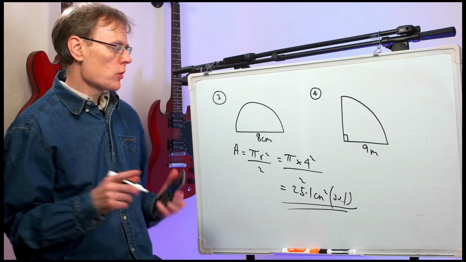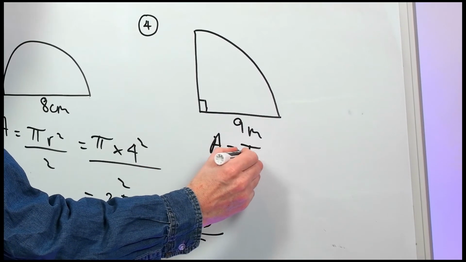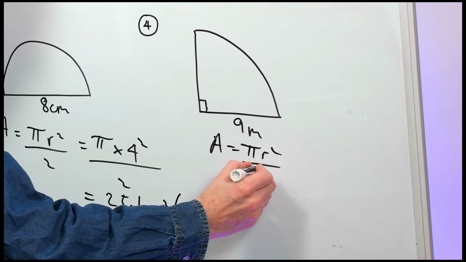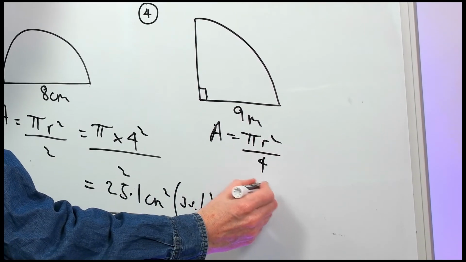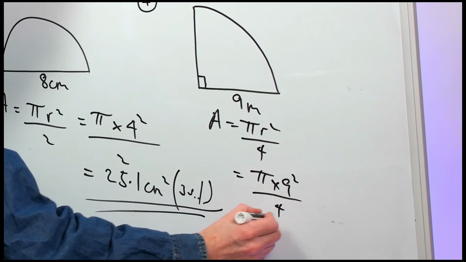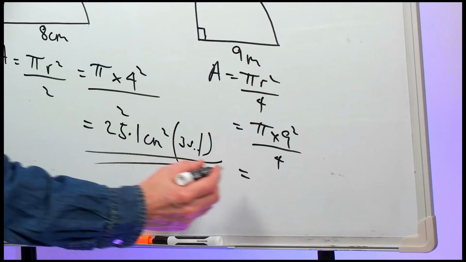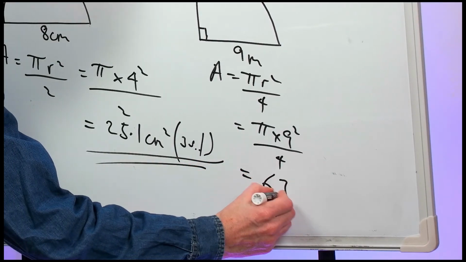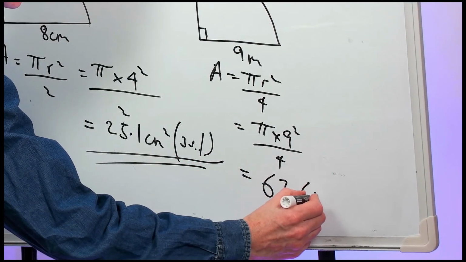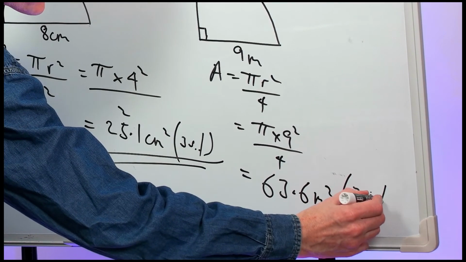Now, number 4, a quadrant. That's a quarter of a circle. The area equals pi r squared over 4. That's pi times 9 squared over 4. And that comes to 63.6 meters squared to 3 significant figures.